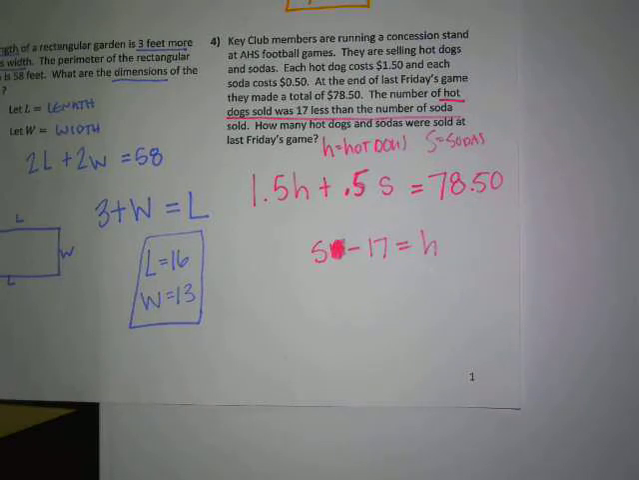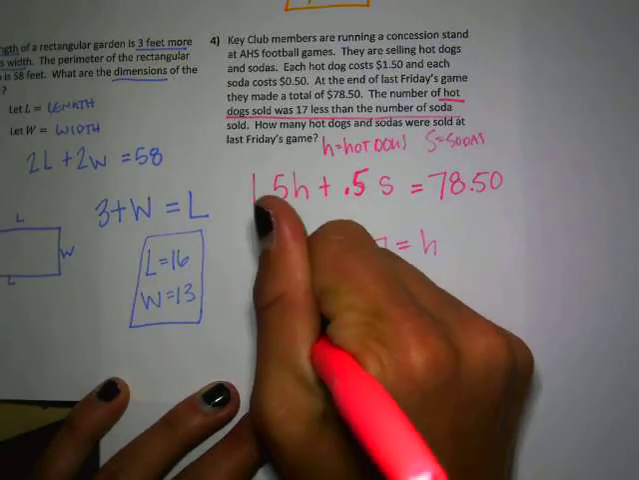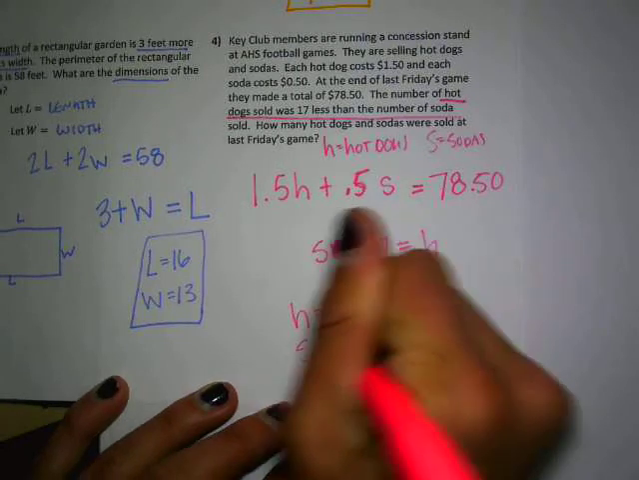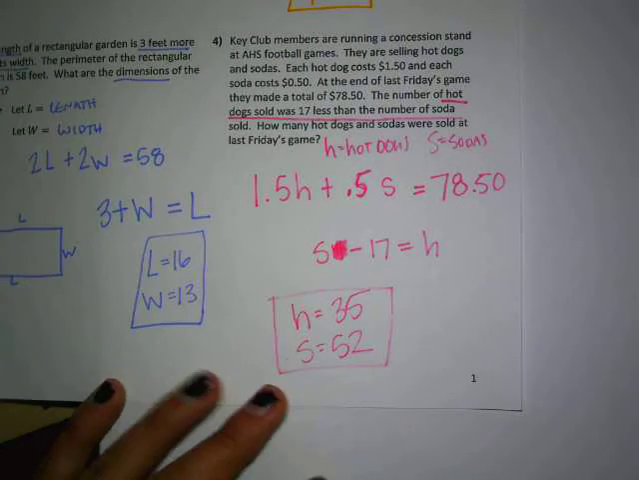All right, and then anybody happen to type that in already? Me. Terry, you doing it? Yeah, I already did. What is it? What's hot dogs? 35. Okay, what's soda? 52. Very good. Good job, Terry.